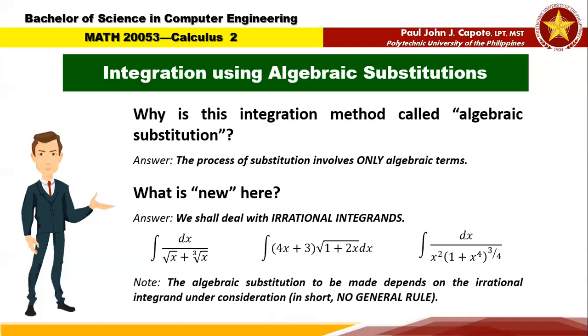The algebraic substitution to be made depends on the irrational integrand under consideration. In short, there is no general rule. Let us recall irrational functions. What are irrational functions, by the way? Irrational functions are algebraic functions involving one or more radical polynomials.